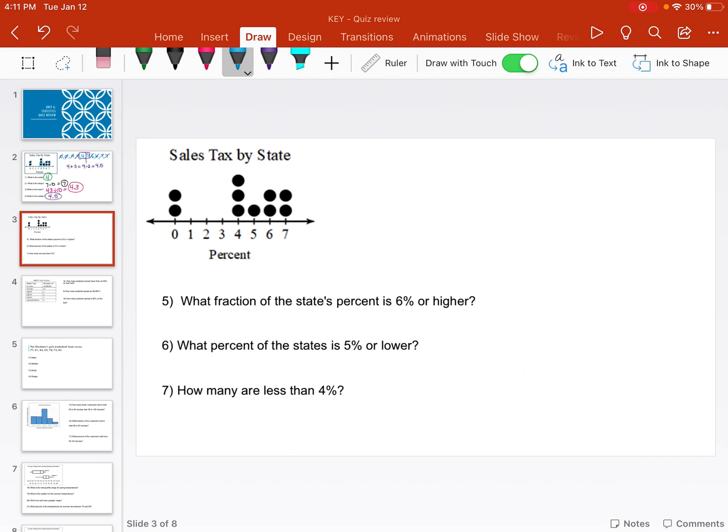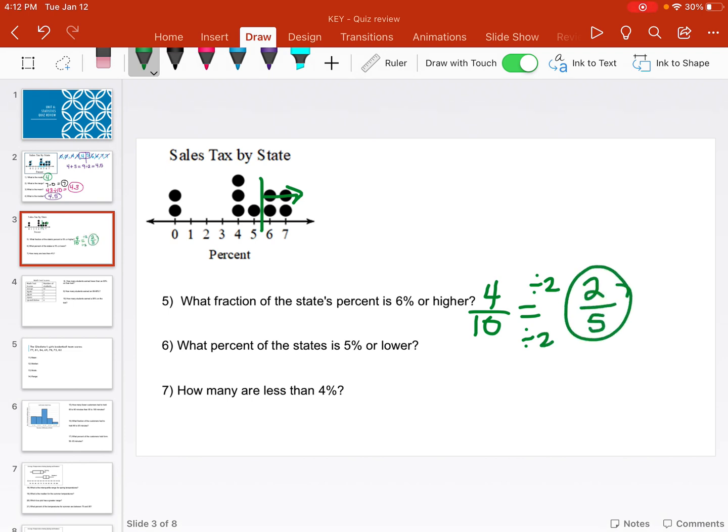Okay, number 5, what fraction of the state's percent is 6% or higher? So when I look on my graph, 6% or higher would be all of these on the side, so there's 4 of them. Out of how many total dots? 10. And let's go ahead and simplify that. Those are both divisible by 2. So our fraction would be 2/5. 2/5 of this is 6% or higher.